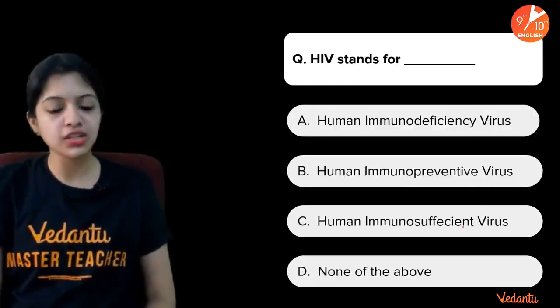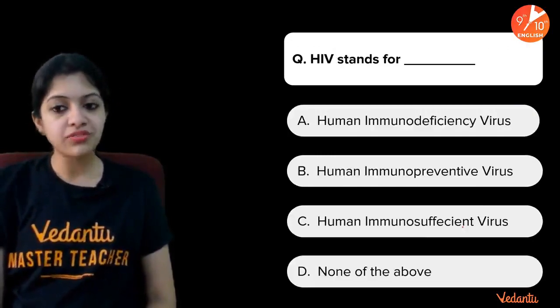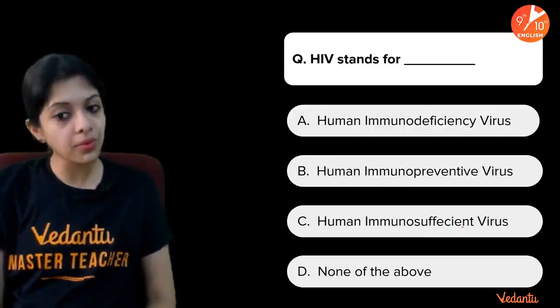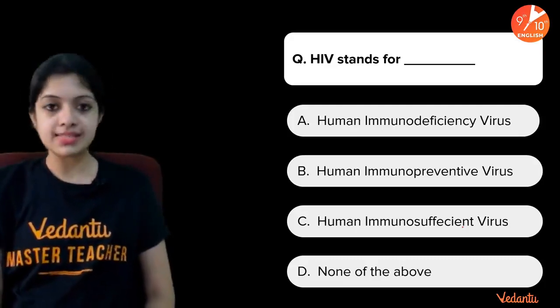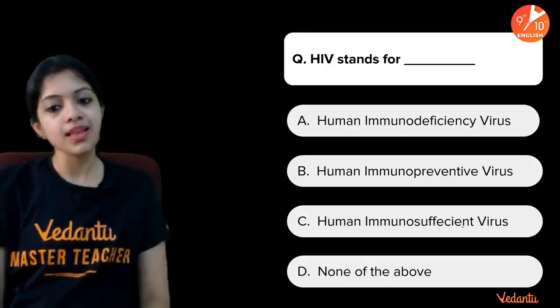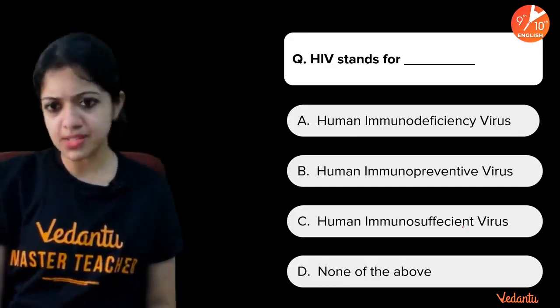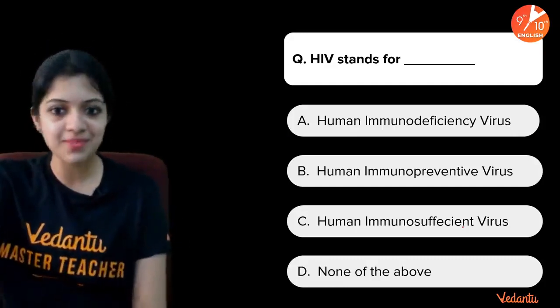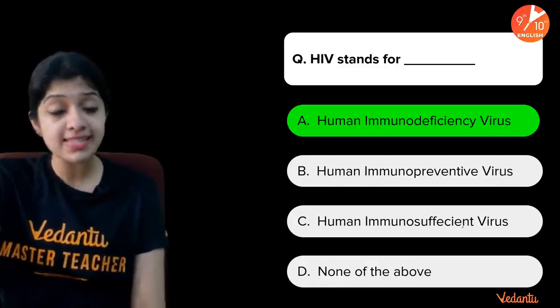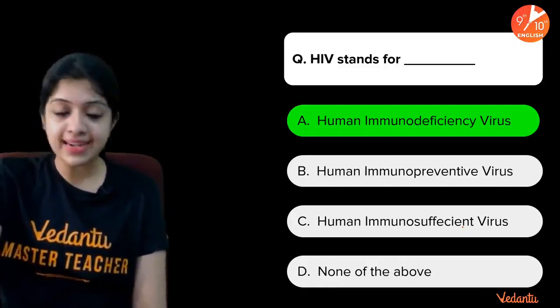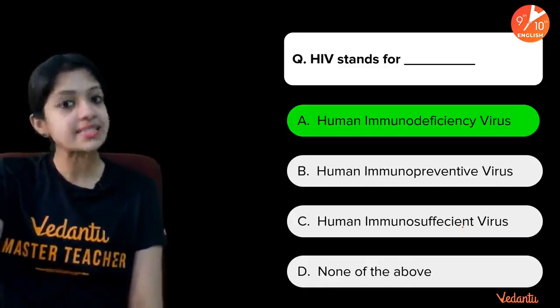Now, HIV stands for dash. Human immunodeficiency virus, human immunopreventive virus, human immunosufficient virus, none of these. Okay, very simple, I suppose. Everyone knows the answer to this, and your time is up. The answer is human immunodeficiency virus, which causes the deadly disease called AIDS, acquired immunodeficiency syndrome.